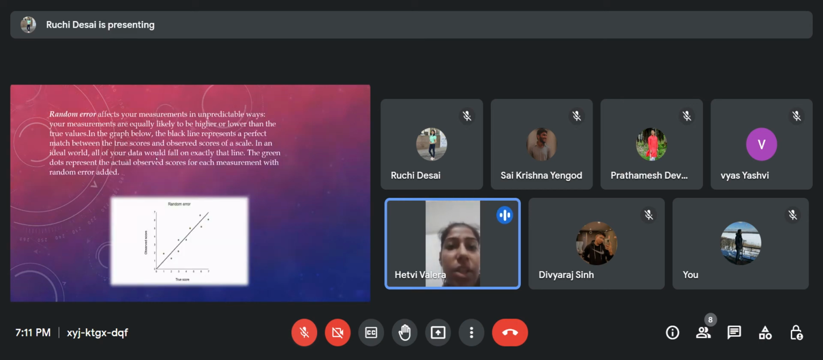Random error affects your measurement in unpredictable ways. Your measurements are equally likely to be higher or lower than the true values. In the graph below, the black line represents a perfect match between the true score and observed score of the scale. In an ideal world, all of your data would fall on exactly that line. The green dot represents the actual observed score for each measurement with random error added.